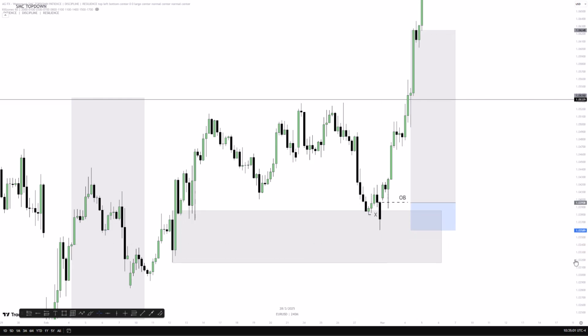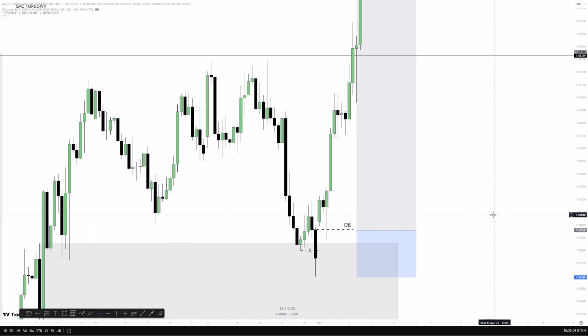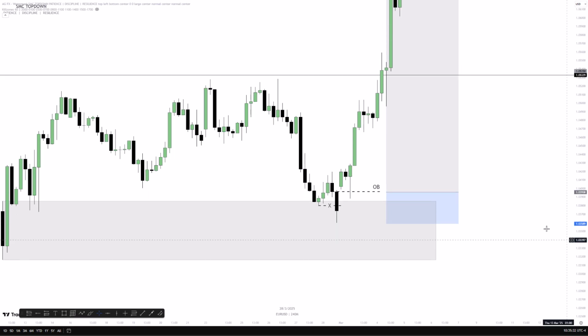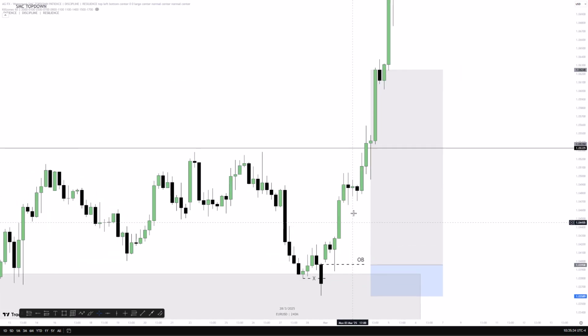Price came into it, and then we have another sweep of liquidity below. Then price displays bullishly, and price created a displacement in the form of a fair value gap and a void, that is a liquidity void. Then price came into the order block. As you can see here, the open of the order block is the most sensitive. Price came into it, found support, and moved bullishly.